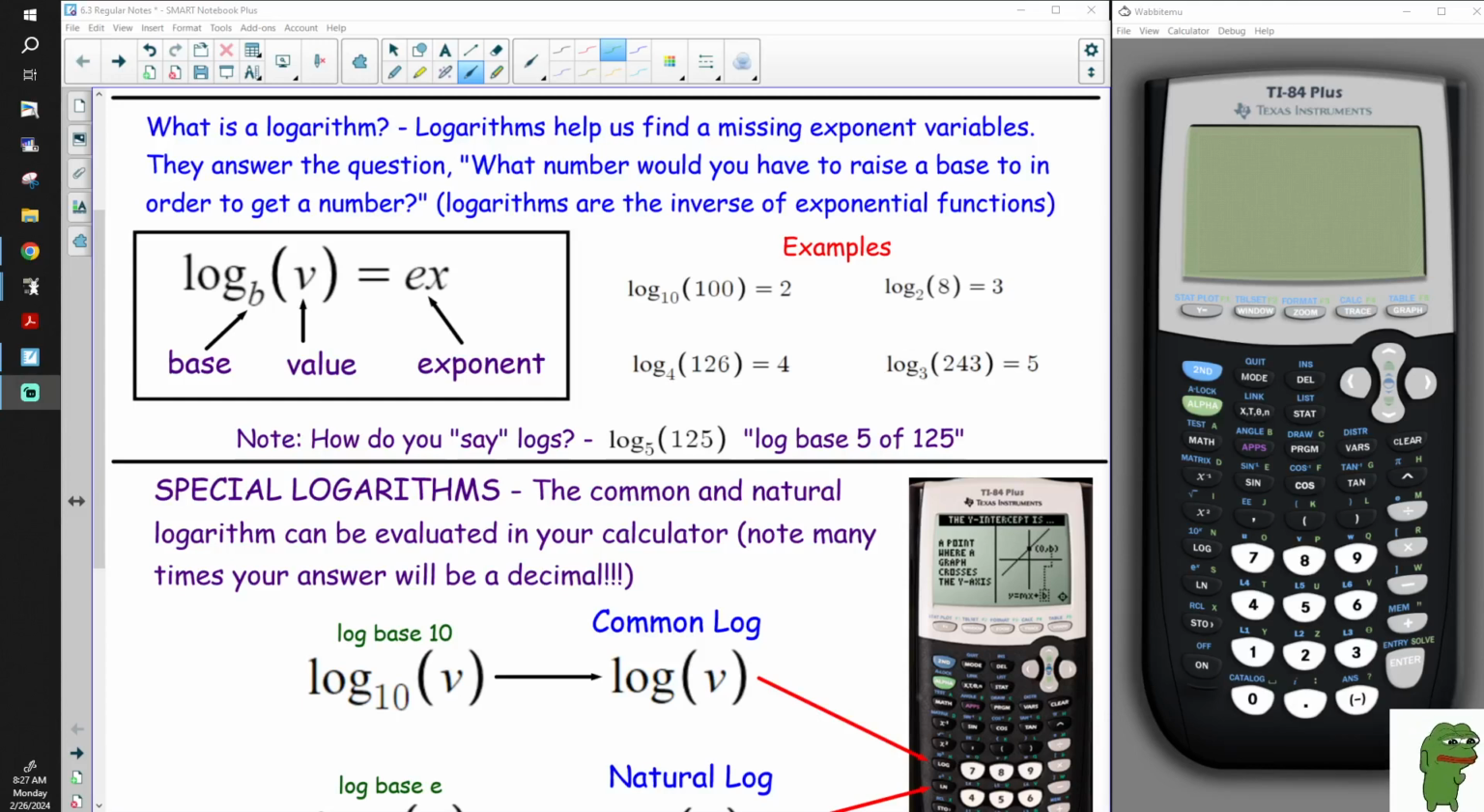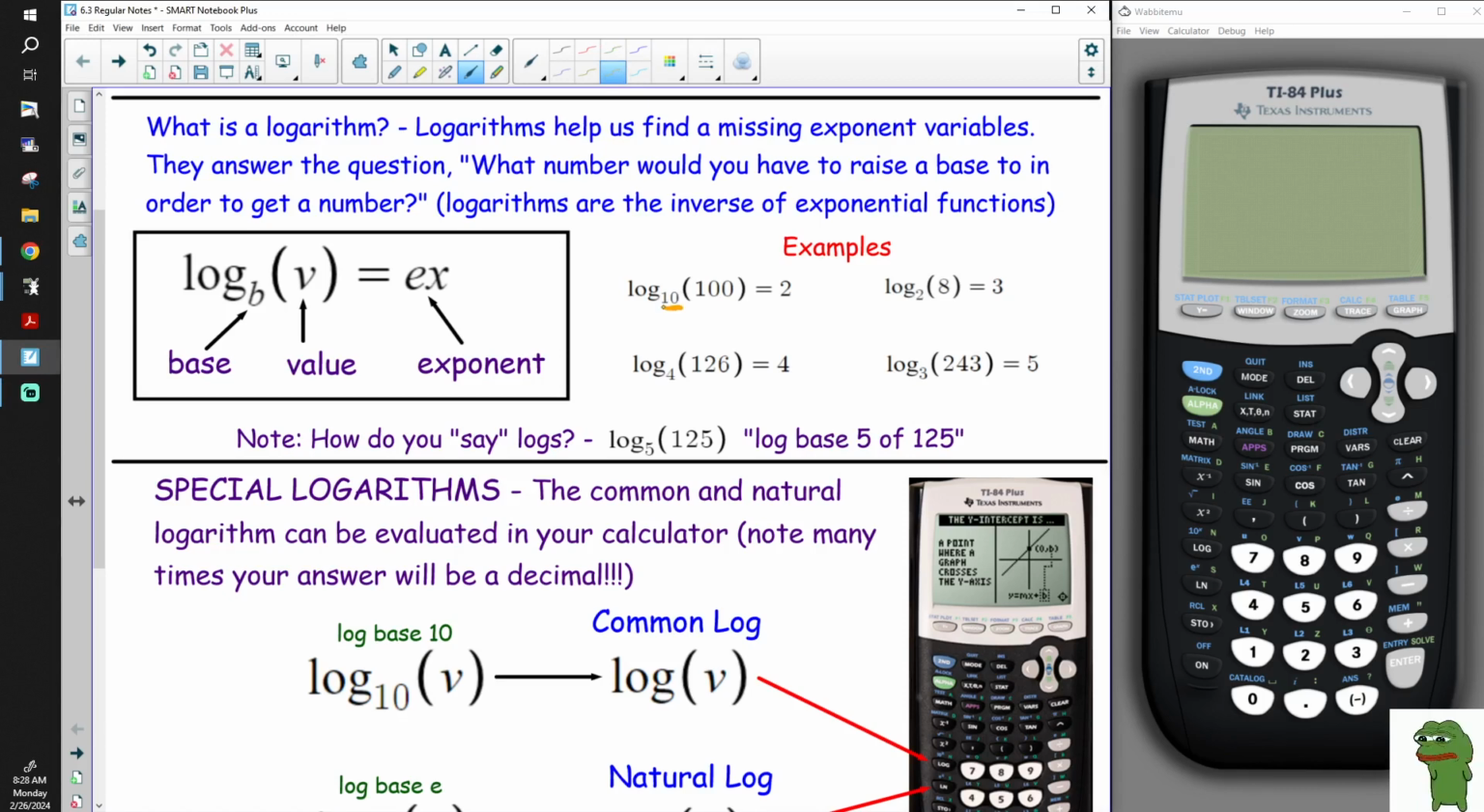So let's look at a couple examples of logs, and all we're going to focus on is how to say them. I have 4 examples. We don't need to write anything. All we're going to do is say them and identify its parts. If we look at this first one, what is this log's base? Its base is 10.